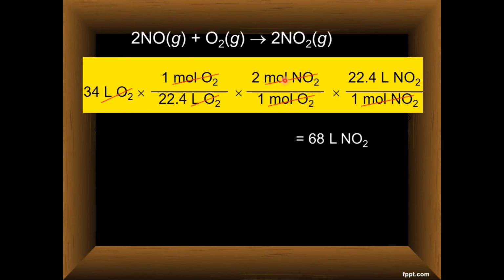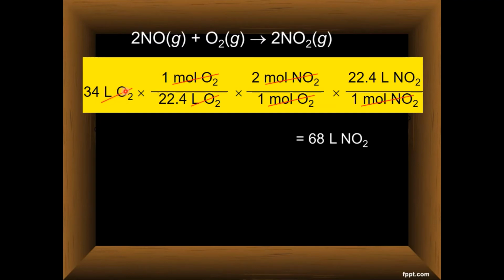So again, 2 moles of NO2, and how many oxygen? 1 mole of oxygen. So 2 moles of NO2 over 1 mole of oxygen. We discussed this already, so no need to discuss again why I put 2 moles of NO2 instead of 1 mole of oxygen, like why I didn't flip. See here, moles of oxygen must be down, that's why. Now we don't need moles of nitrogen dioxide, we need volume of nitrogen dioxide. So moles of nitrogen dioxide down, and what we need is liters of nitrogen dioxide. Liter means volume. And 1 mole of any gas, remember, at STP is 22.4 liters.